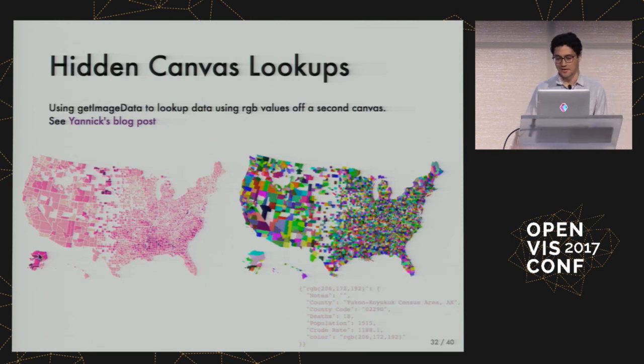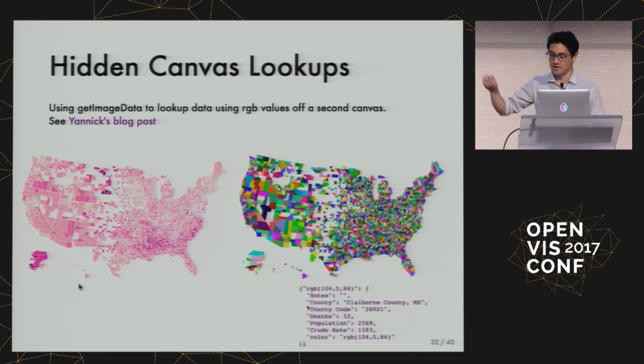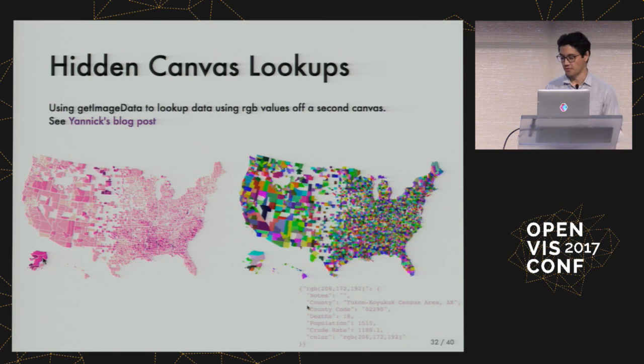Here's another advanced trick, hidden canvas lookups. A common complaint with canvas is that you can't select objects on the canvas because there's nothing there. It's just a bitmap. This is a trick that works with a lot of visualizations. You create a second canvas, which you use as a lookup. You put a unique color for every object that you've rendered, and then you save the mapping from the colors to the original data into a JSON file. Whenever a mouse event happens on the screen, you use getImageData to get the color off your hidden canvas, and then you can look up your original data. Then you can add tooltips or highlighting or things like that. Yannick from Boku has a great blog post on how to implement this, but I just want to give you a visual that it is possible to do it.